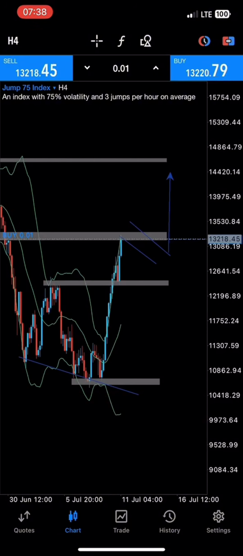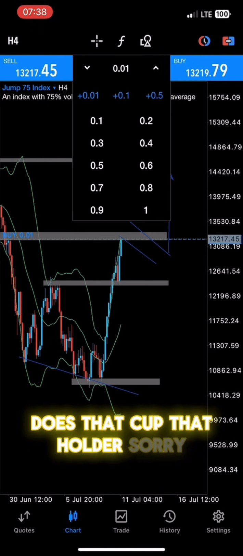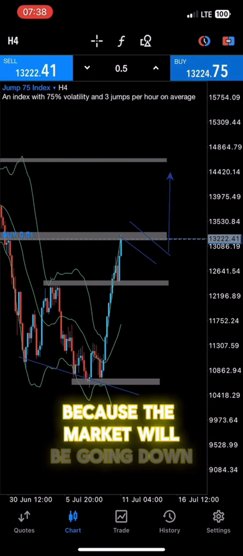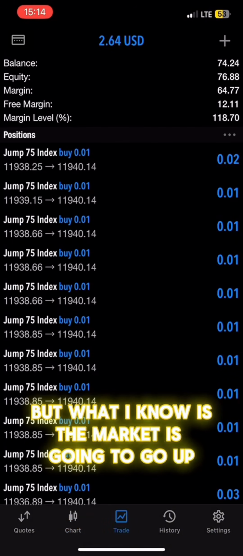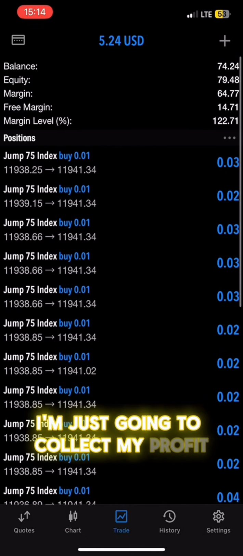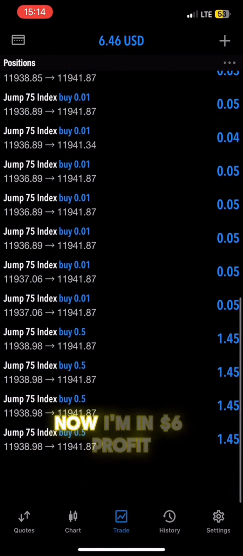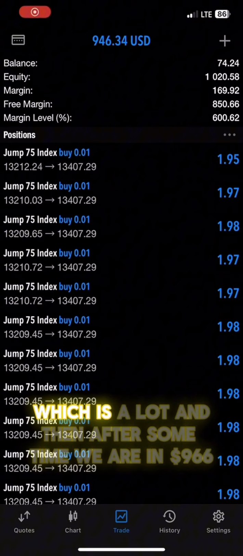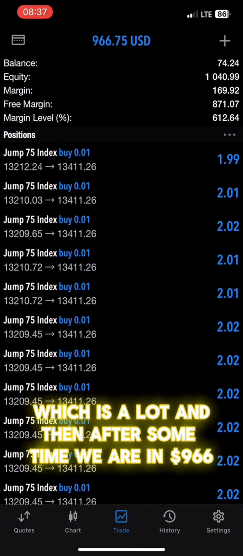If the market does that cup, that holder, sorry, I'm just going to continue holding because the market will be going down. However, what I know is the market is going to go up. So after the market goes up, I'm just going to collect my profit and then leave the market. Now I'm in $6 profit, which is a lot. And then after some time, we are in $966.